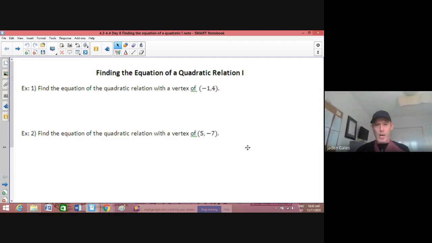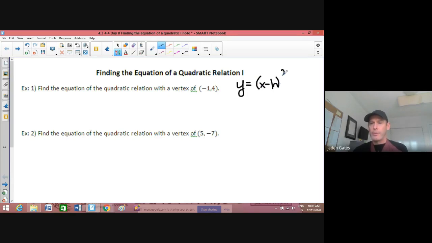All right, so again, back into quadratics. And as I was talking about earlier this morning, every quadratic equation can be written in the form y equals (x − h)² + k. Now, we can not only graph these equations, but we can actually find the equation. The key spot here is if you know the vertex. So in this case, find the quadratic equation with a vertex of (−1, 4).